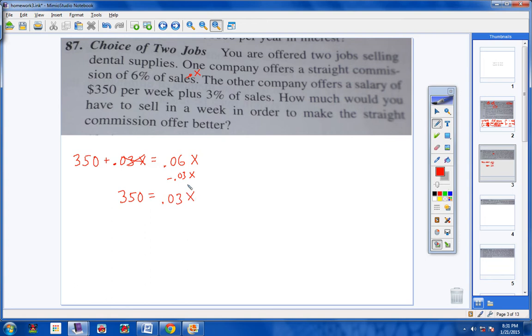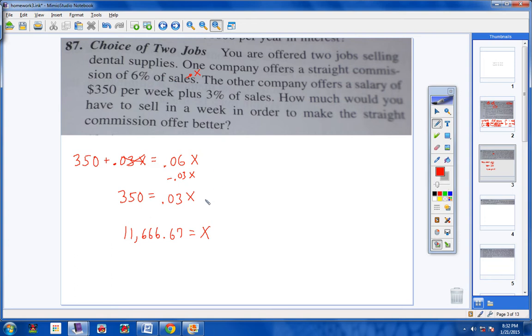Then grab your calculator and go ahead and type in 350 divided by 0.03, and you will get 11,666.67. Now let me glance at the answer in the back of the book. Yeah, that's correct. So $11,666.67 is how much your sales have to be in order for both of these jobs to pay the same amount.